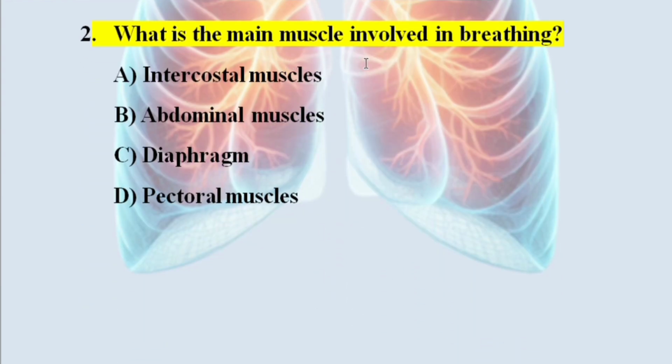What is the main muscle involved in breathing? Alpha, intercostal muscles, beta, abdominal muscles, Charlie, diaphragm, delta, pectoral muscles. So here the right option is diaphragm.